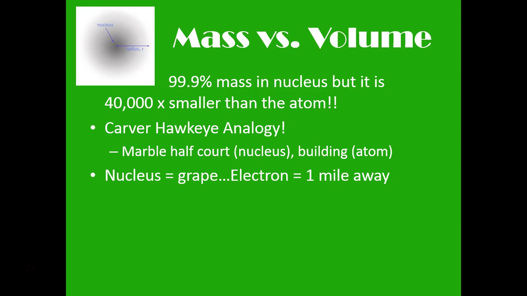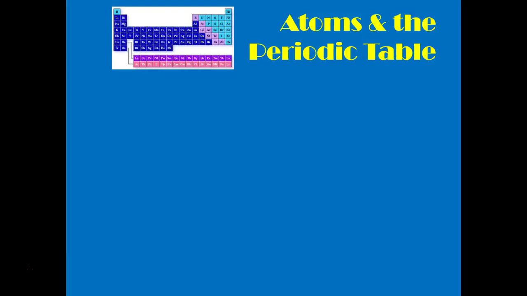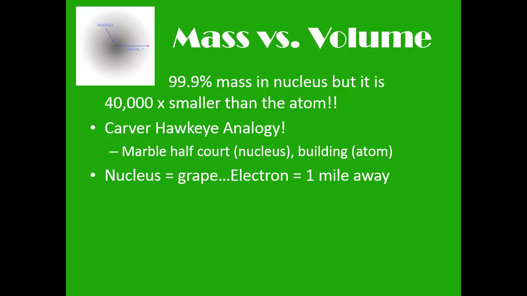It contains these very, very low mass electrons. Another analogy that's given is if you think of the nucleus as a grape, the nearest electron is something like a mile away. So that's where the electrons are on the outside. When thinking about atoms, remember that the nucleus is very, very small and the rest of it's really large.